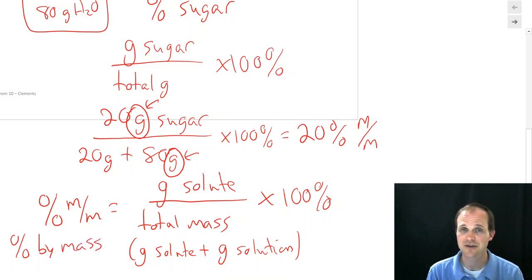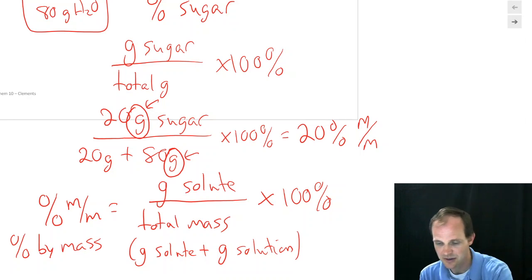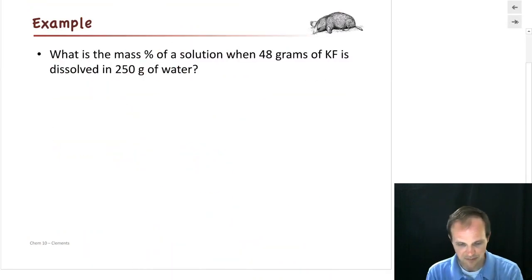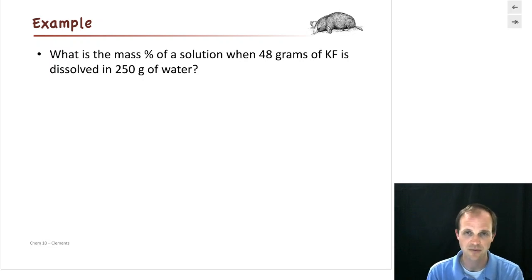Now, it also turns out you don't have to use grams. You could use kilograms as long as you use the same unit on top and on bottom. You can even use pounds if you wanted to, as long as the same unit on top and the same on the bottom, because they cancel out. So let's do an example. What is the mass percent of a solution when 48 grams of potassium fluoride is dissolved in 250 grams of water? So I encourage you to pause and see if you can solve that one.